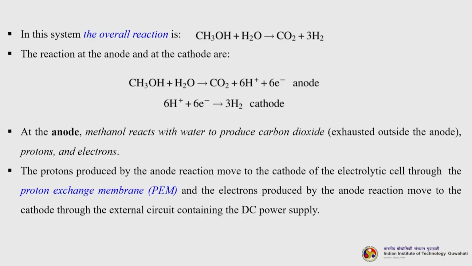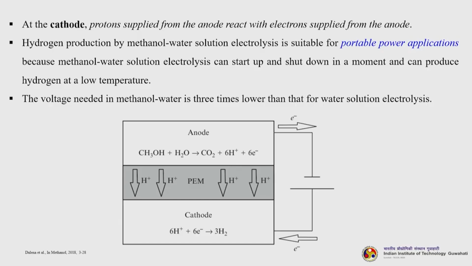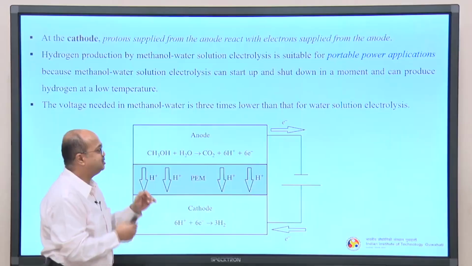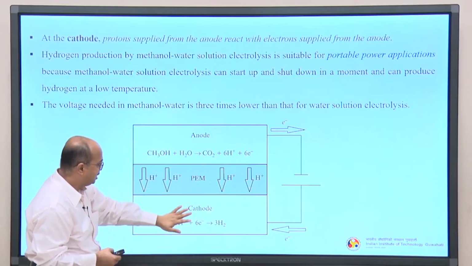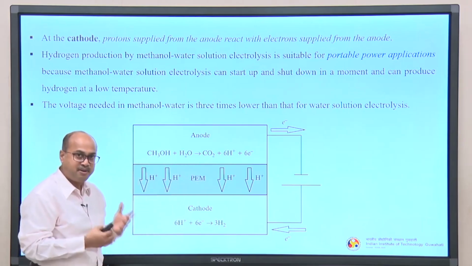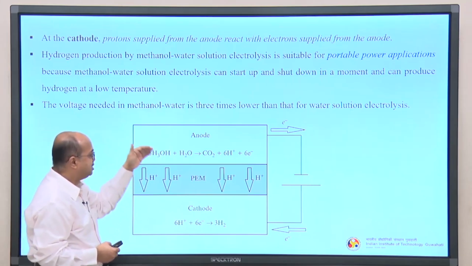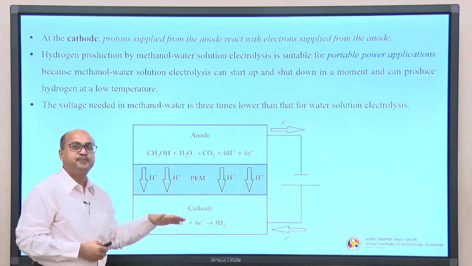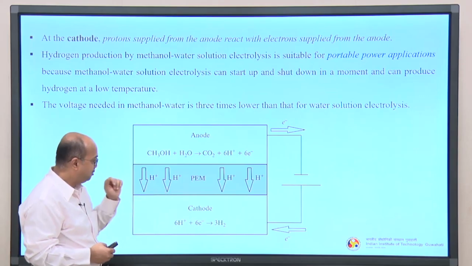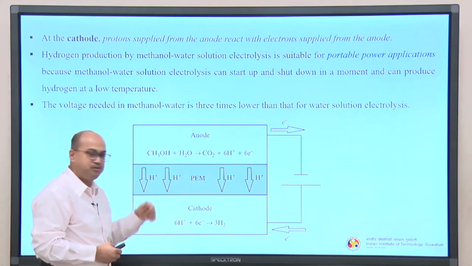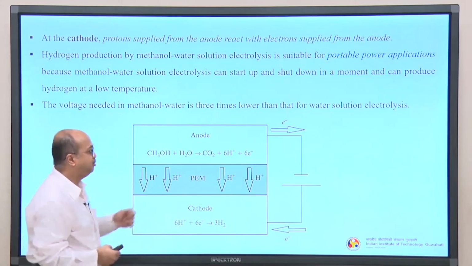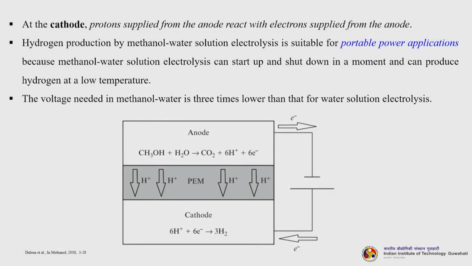Now, the protons produced by the anode reaction move to the cathode of the electrolytic cell through the proton exchange membrane. Okay, there is a PEM membrane in between, and the electrons produced by the anode reaction move to the cathode through the external circuit containing the DC power supply. This is how it happens. You can imagine it is a schematic representation, a simplified one. You can see that this is the anode part, this is the cathode part, and here this is your PEM, proton exchange membrane. It is a solid membrane. Now, you can see that when these reactions are happening at the anode, the protons are passing through the proton exchange membrane to the cathode side, where they combine with the electrons, resulting in hydrogen. So, at the cathode, protons supplied from the anode react with electrons supplied from the anode.